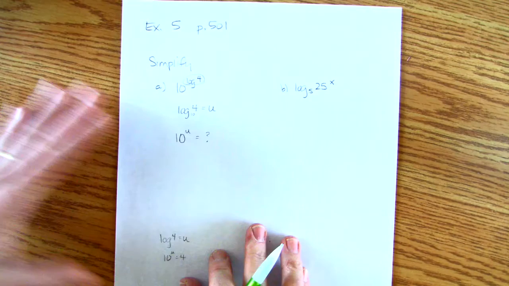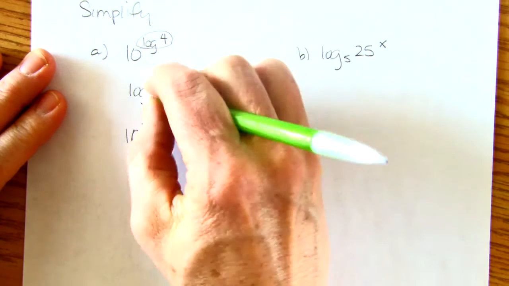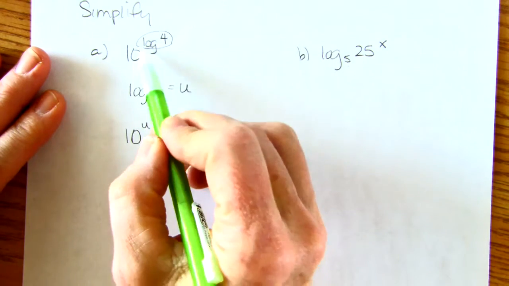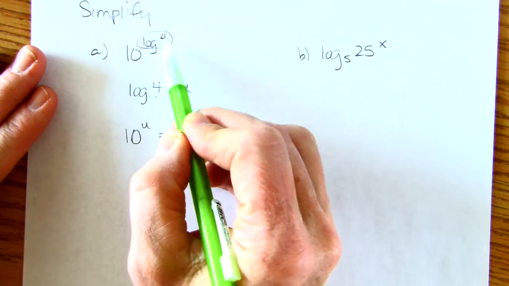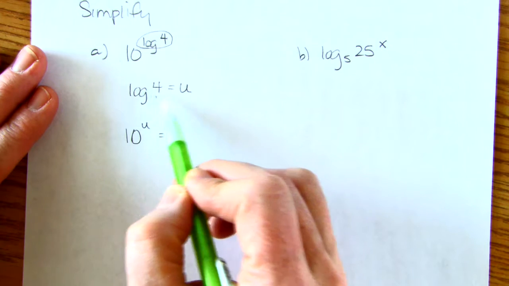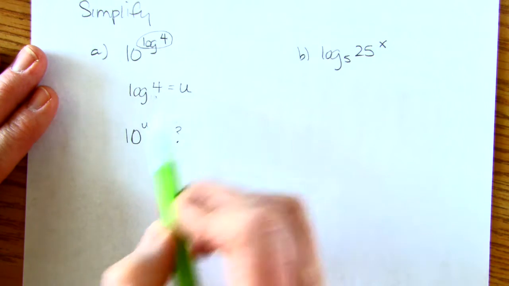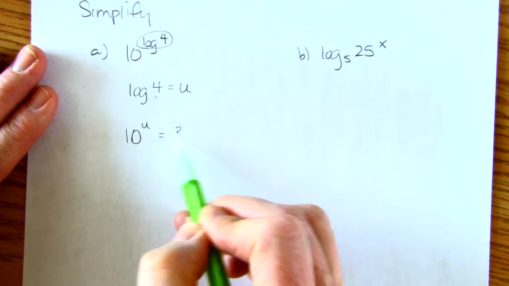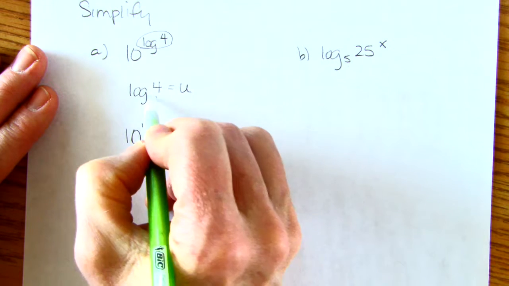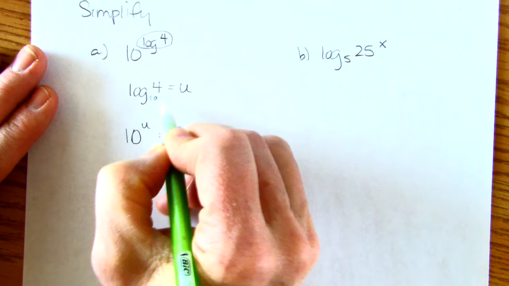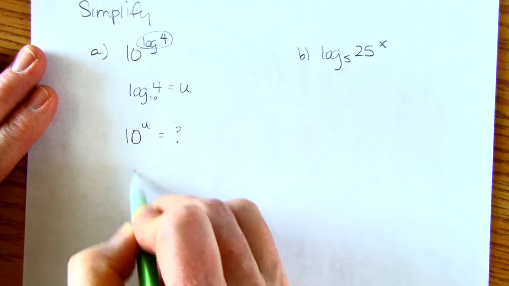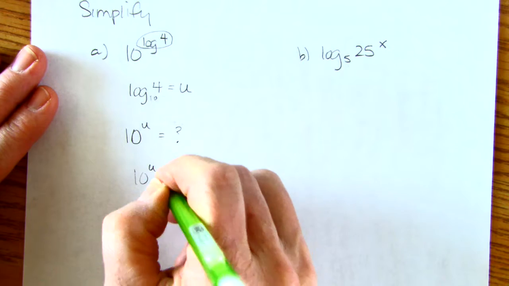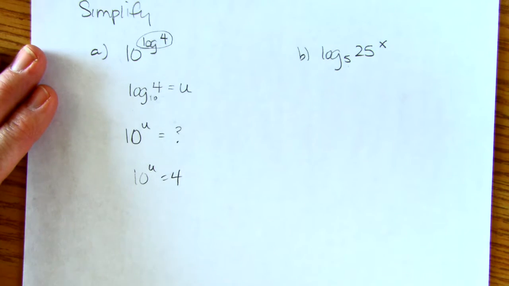So if you translate this, so I thought this looked a little complicated, 10 to the log of 4. So I said, well, let's consider log of 4 to be u. So really what I'm looking at is 10 to the u. What could that possibly be equal to? Well, then if I go back up here and translate my statement, 10 to the u equals 4, oh, I know, 10 to the u equals 4.